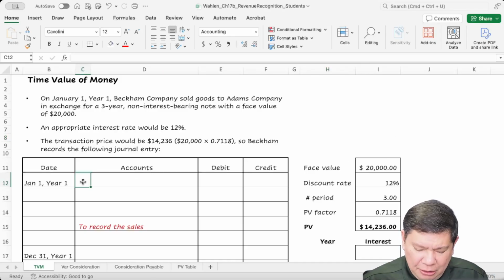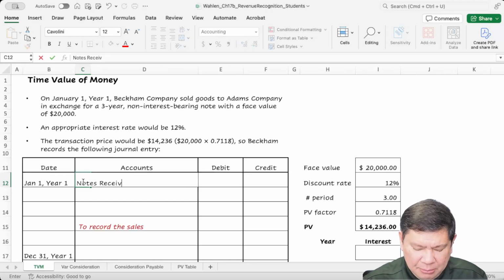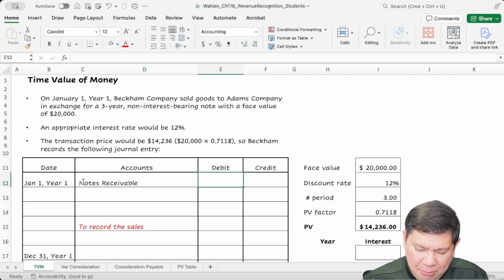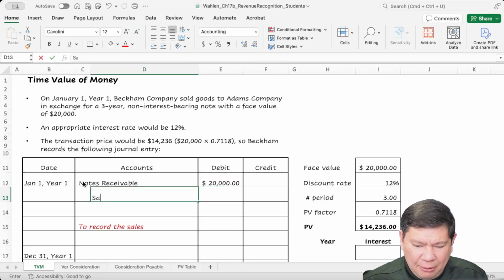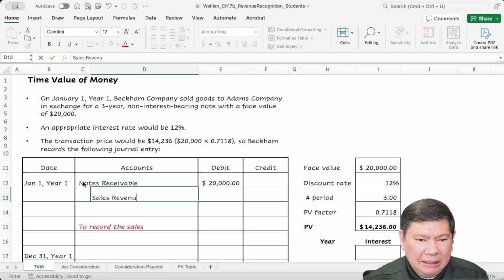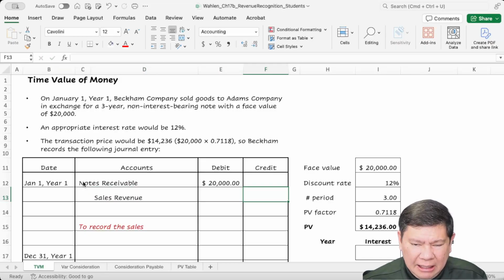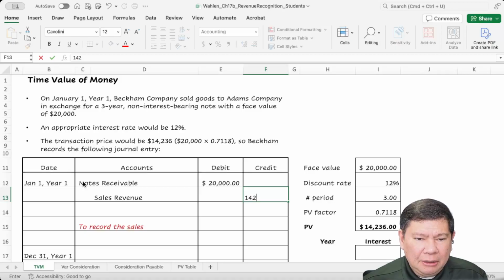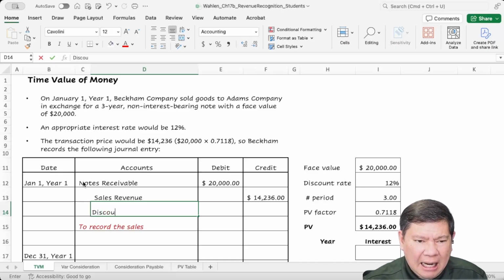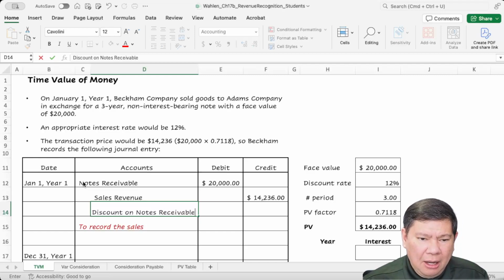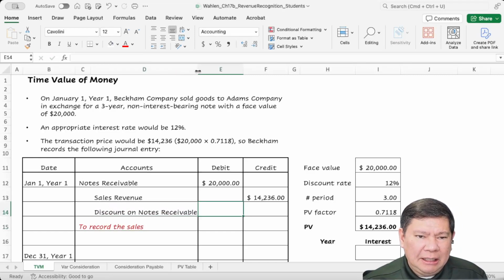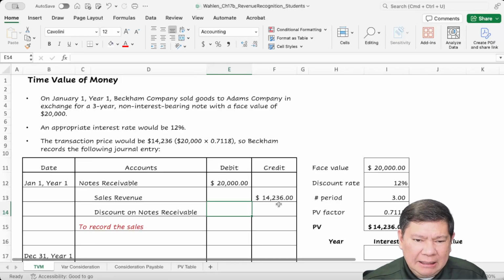Okay, so we are going to have notes receivable for our sales receivable, and we will be paid $20,000 3 years from now. Our sales revenue, this is our revenue recognition, is going to be 14,236. Okay, and then the difference is the discount on notes receivable. Okay, and then the discount on notes receivable will be amortized.